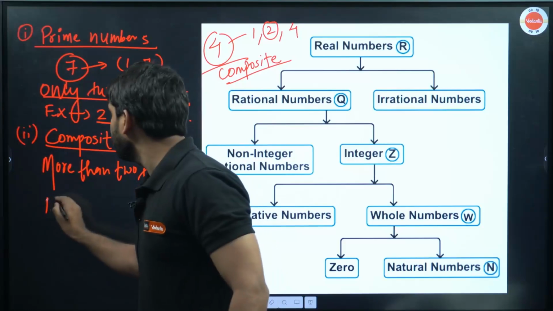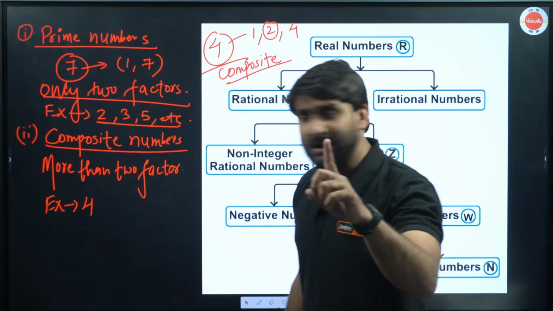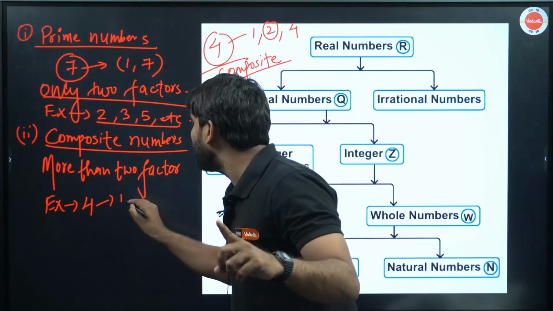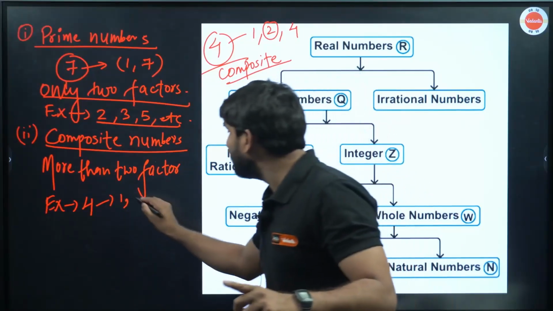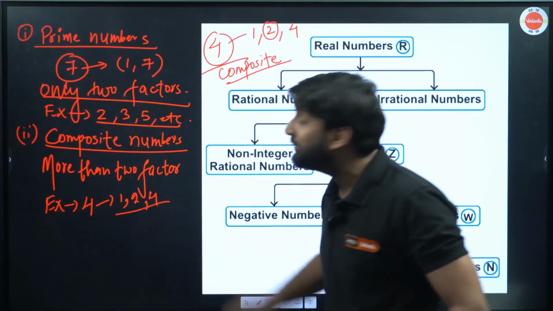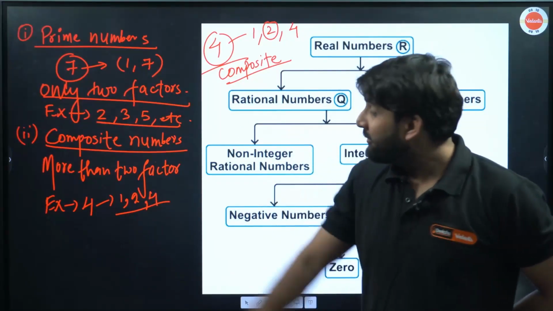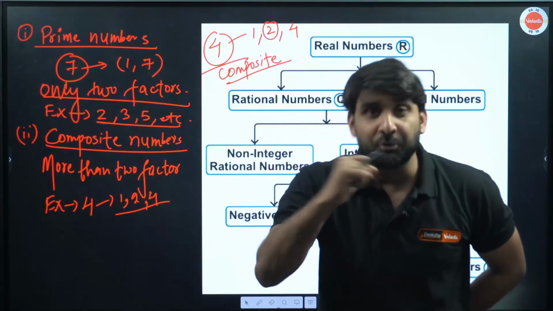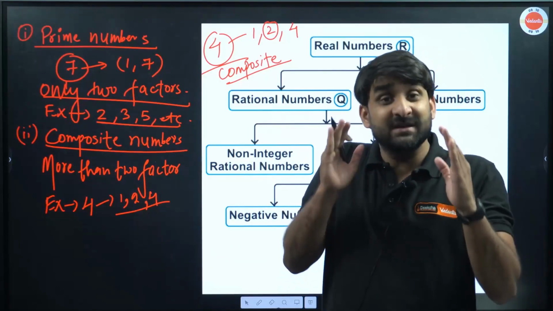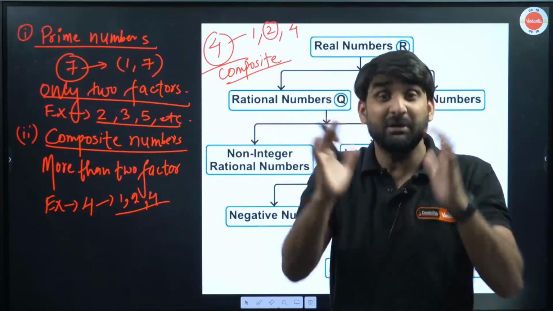For example, 4 can be divided by 1, 4 can be divided by 2, and 4 can be divided by 4 itself. So how many factors? 3 factors. That is the reason why 4 has become a composite number. So 4 is the smallest composite number. 2 is the smallest prime number. Please keep it in mind.